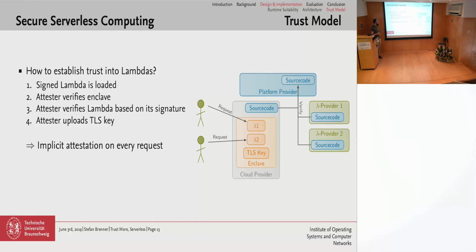And the users get an implicit attestation because they can be sure, well, they have to trust the lambda provider, of course, but they can be sure that the lambda has only access to the TLS key once it's been attested by the provider. So by this, the users will see from a valid TLS connection that the lambda platform and the hardware and the JavaScript code inside is all trustworthy.